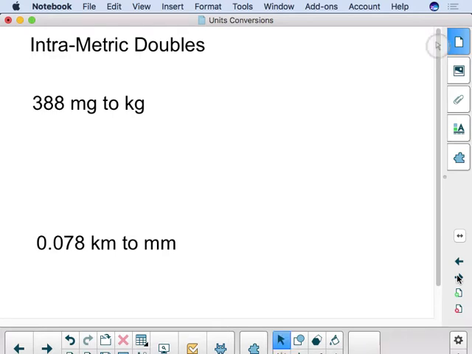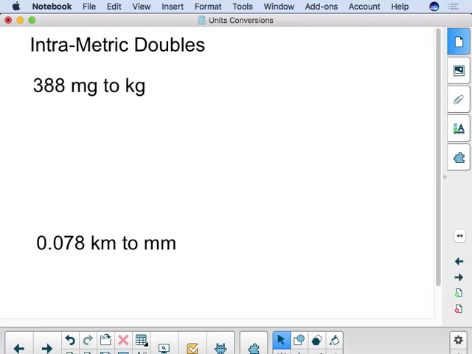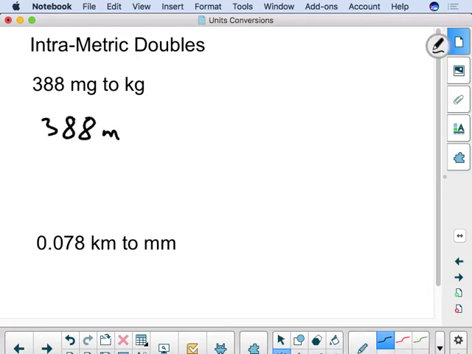Alright. Let's take 388 milligrams and convert that into kilograms. Okay, I'll do this one with you guys, then you'll do one on your own. So, 388 milligrams. I want to.